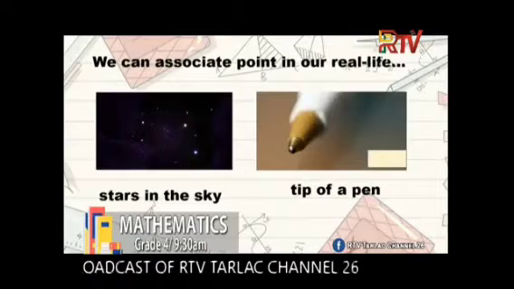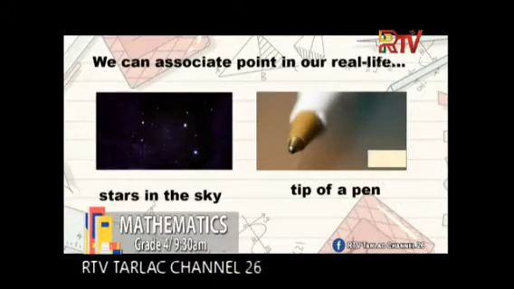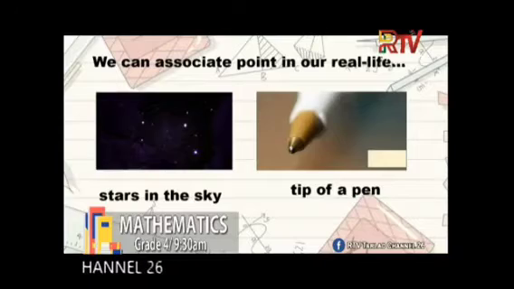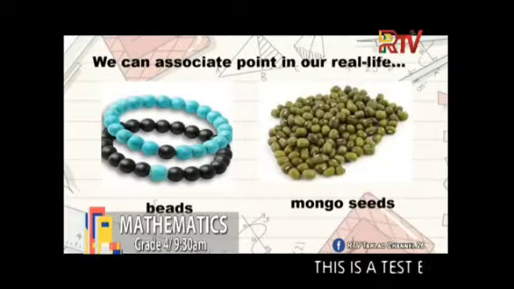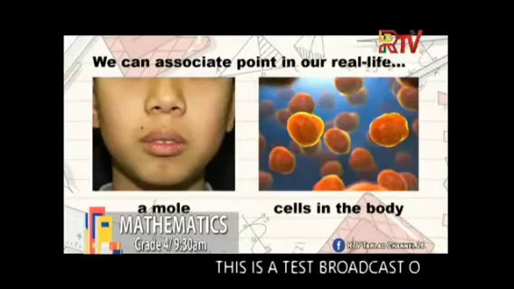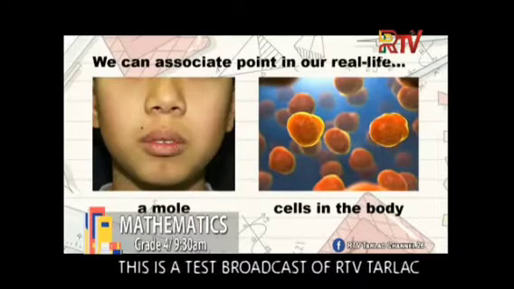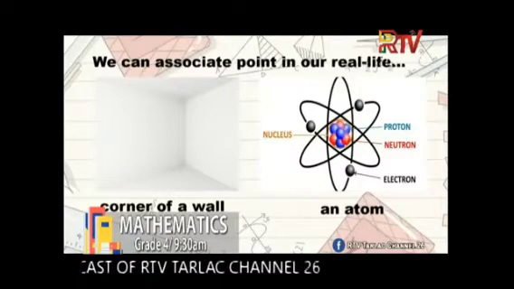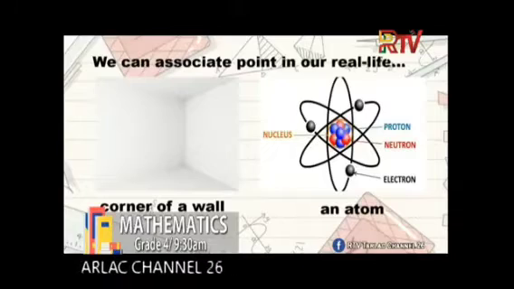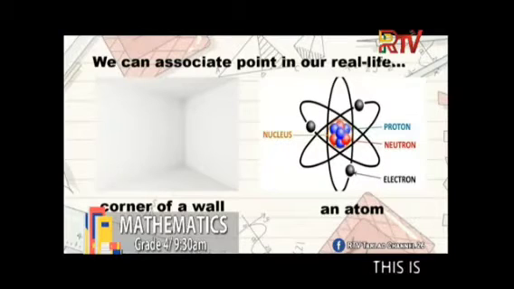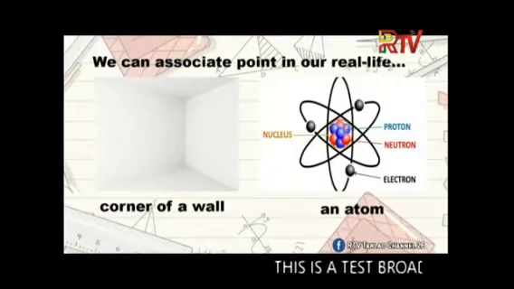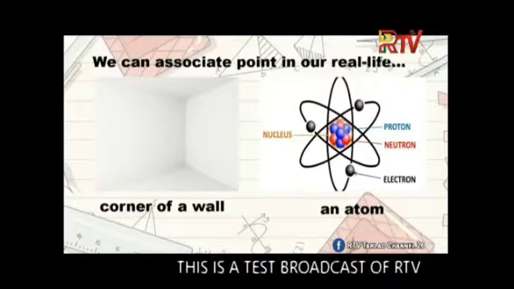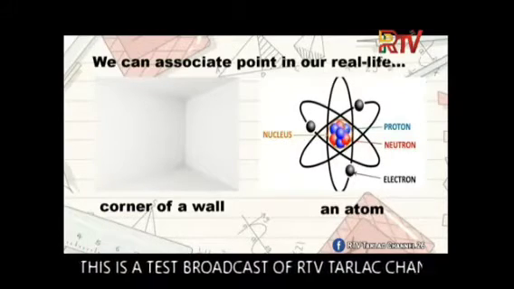We can associate points in stars in the sky, tip of a pen, beads, mango seeds. What else? A mole. Cells in the body. Correct. Another. Corner of a wall. An atom. Very good. How do we name a point? A point is named by a capital letter. Very good. How do you describe a point? A point has no thickness, no width, and no length.